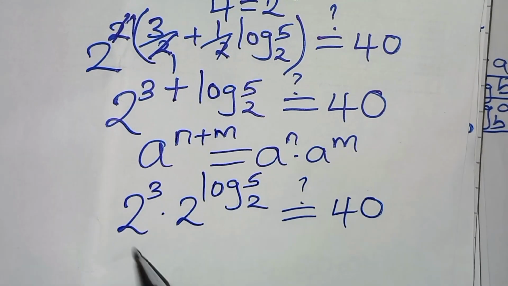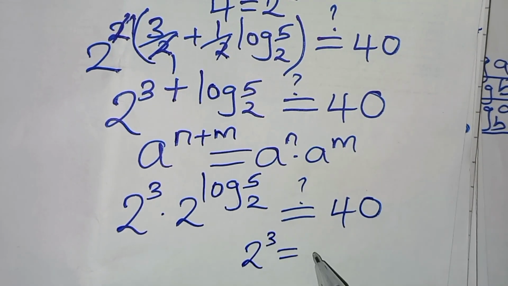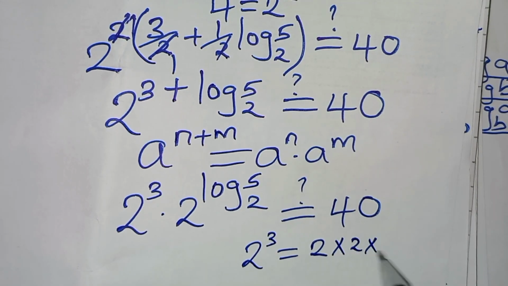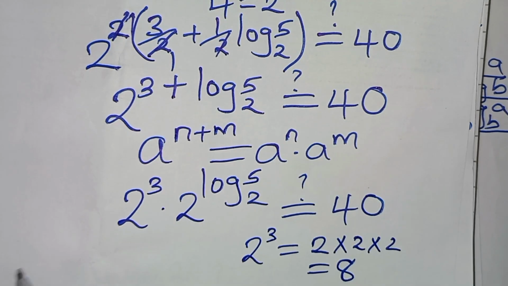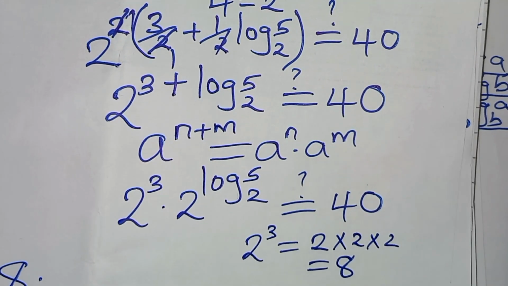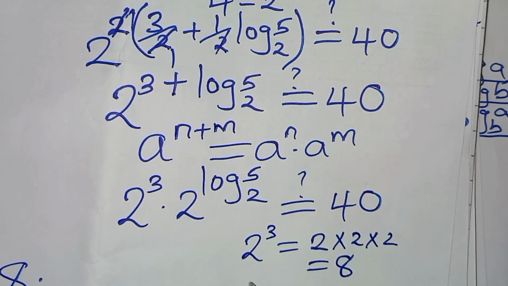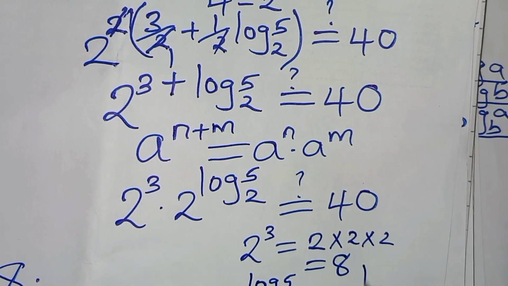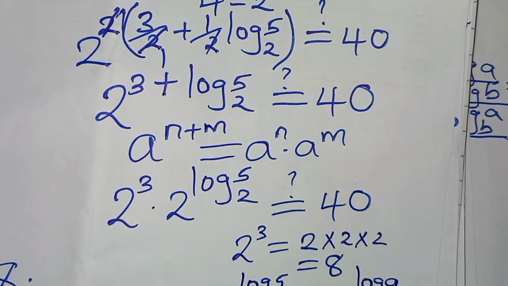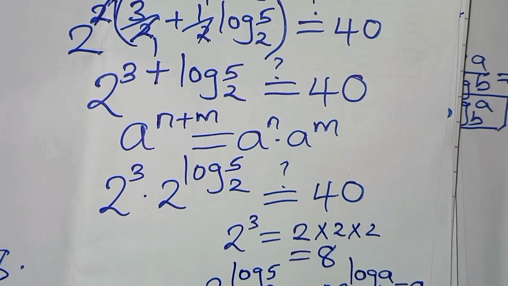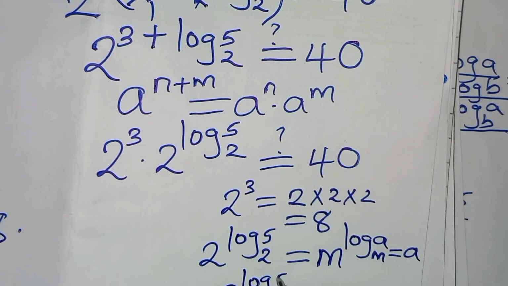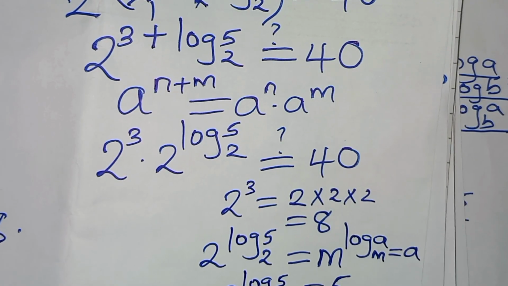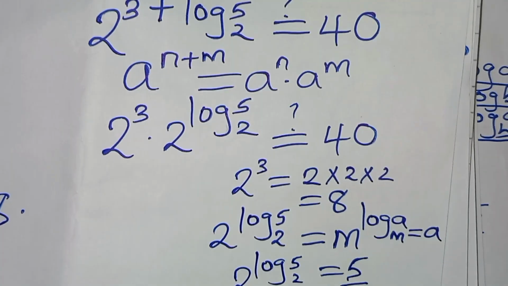Okay, so now 2 to the power 3 is exactly 2 times 2 times 2, which is basically equal to 8. So here we have 8 multiplying by, now 2 to the power log 5 to base 2, which is in the form of m to the power log a to base m, which essentially is supposed to give us a value of a. So that means that 2 to the power log 5 to base 2 is supposed to give us a value of 5. So now we have 5.